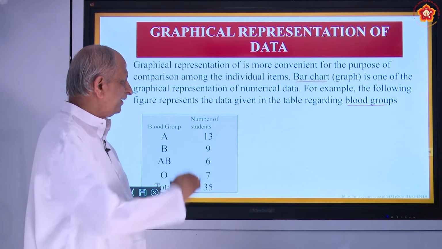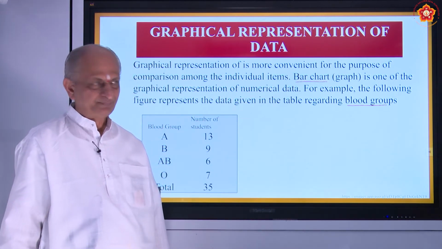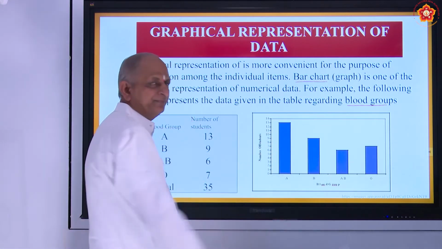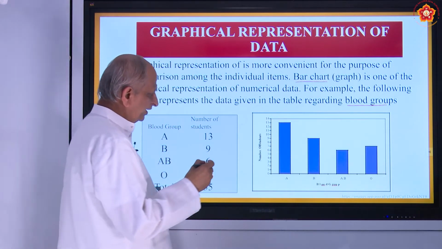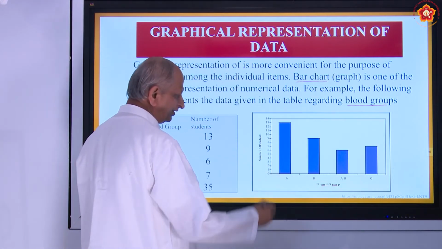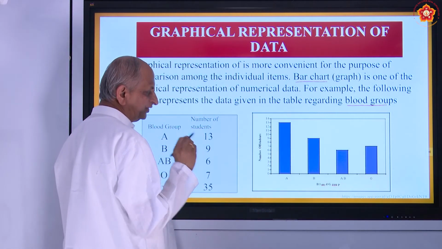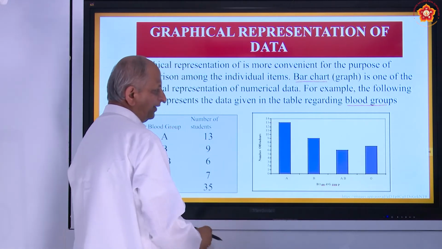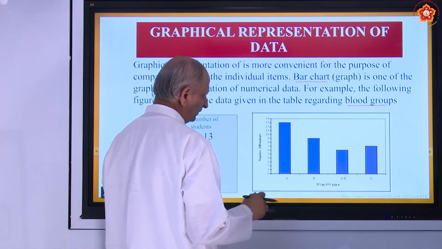So this is to be represented by means of a chart called a bar chart. What is a bar chart? It may be vertical like this, or it may be horizontal also. So what is written here is blood group on the x-axis. This is called the x-axis. This is called the y-axis. You must have a suitable scale. And what about the width? You can have a convenient width, say of 1 centimeter or half centimeter, whichever is convenient.